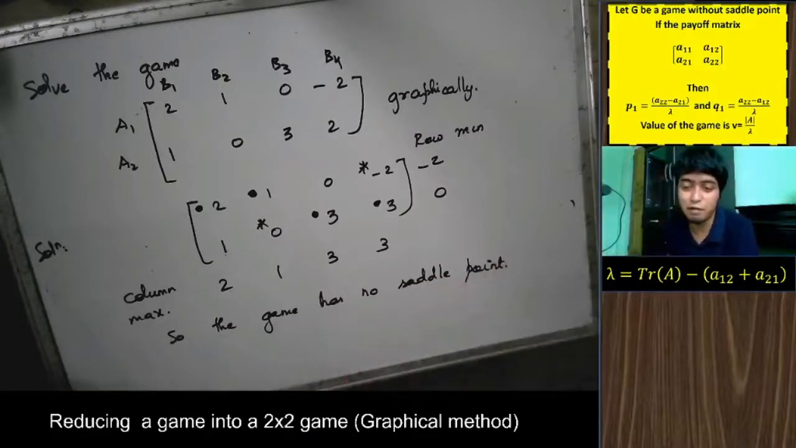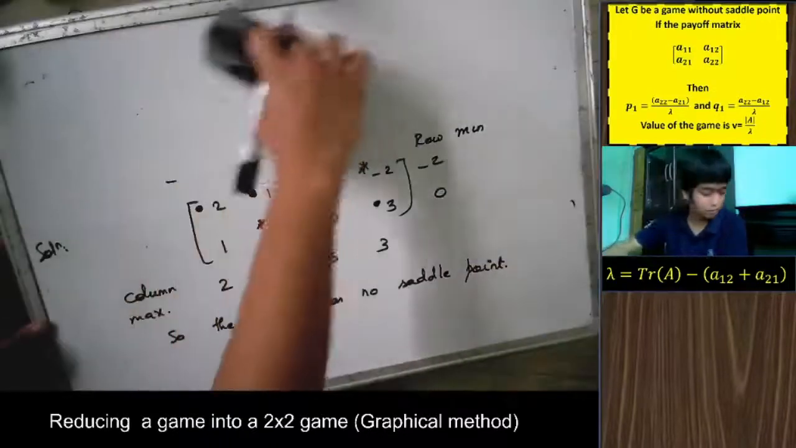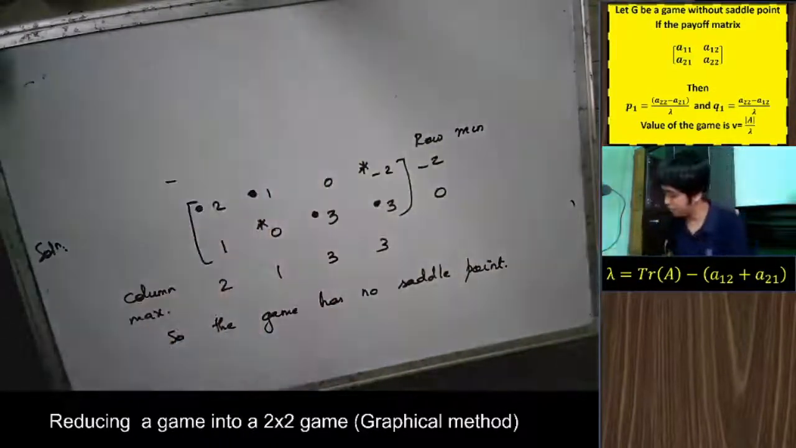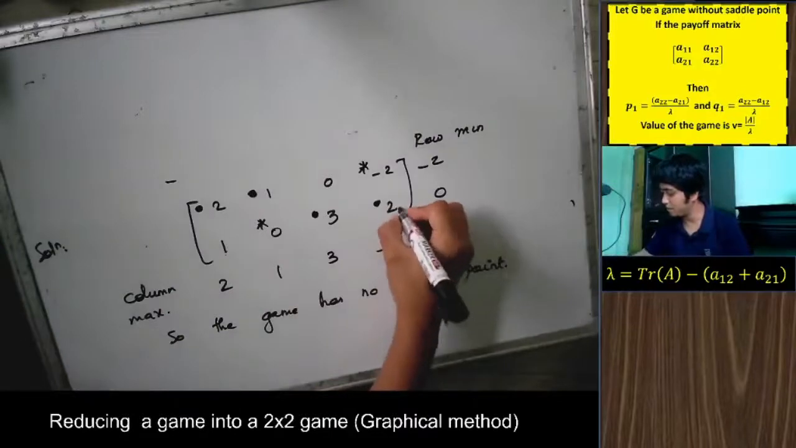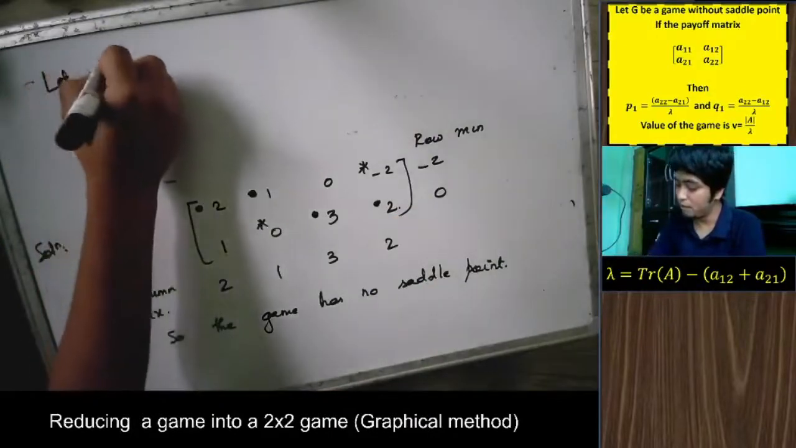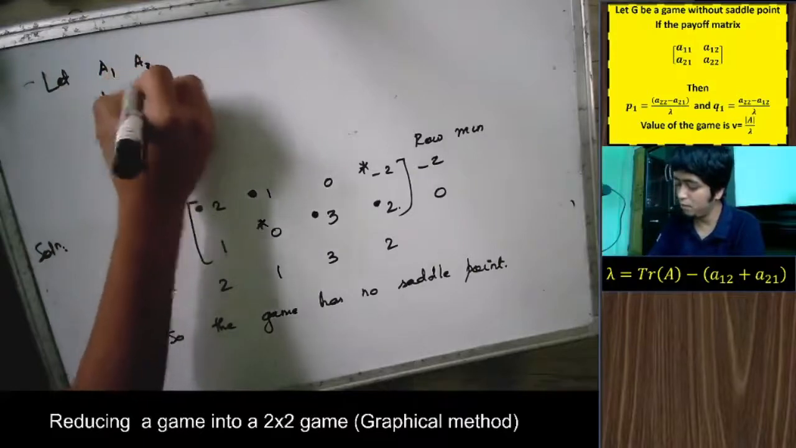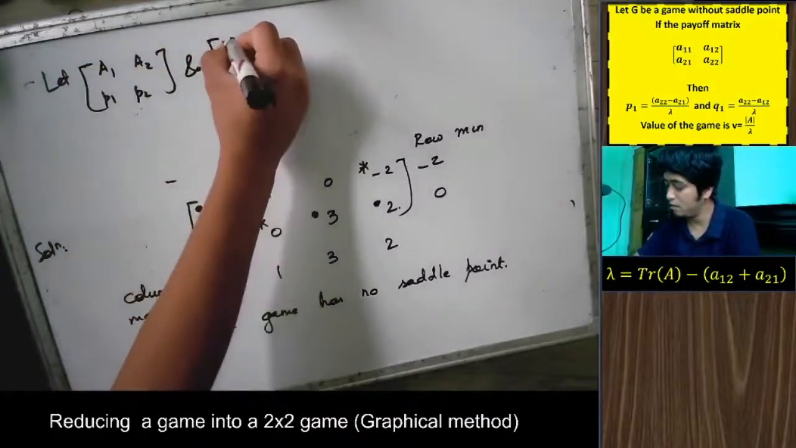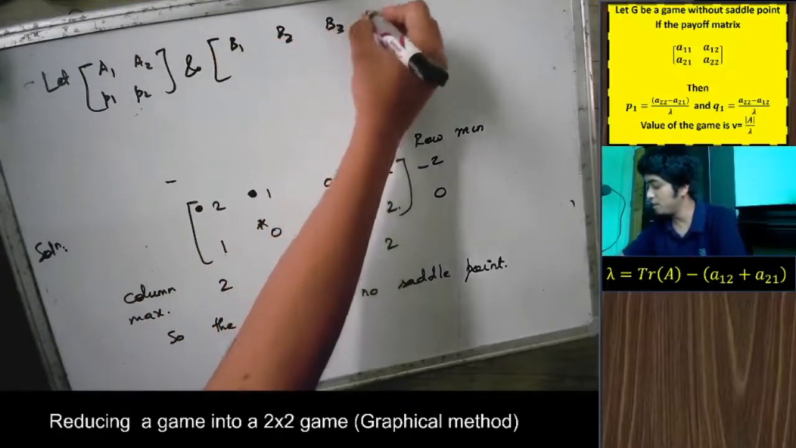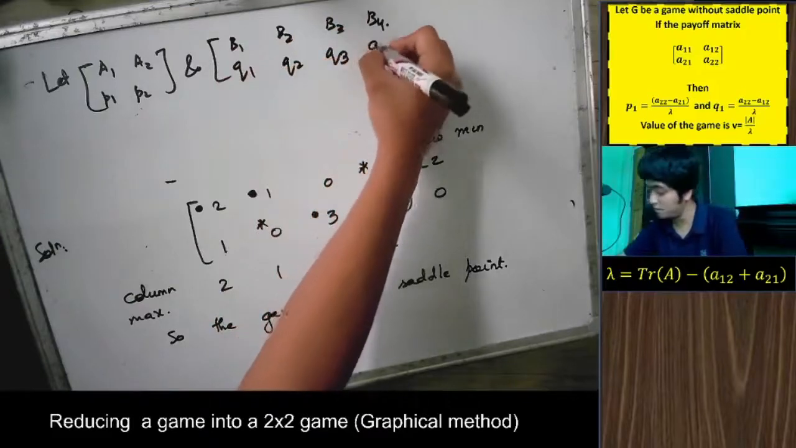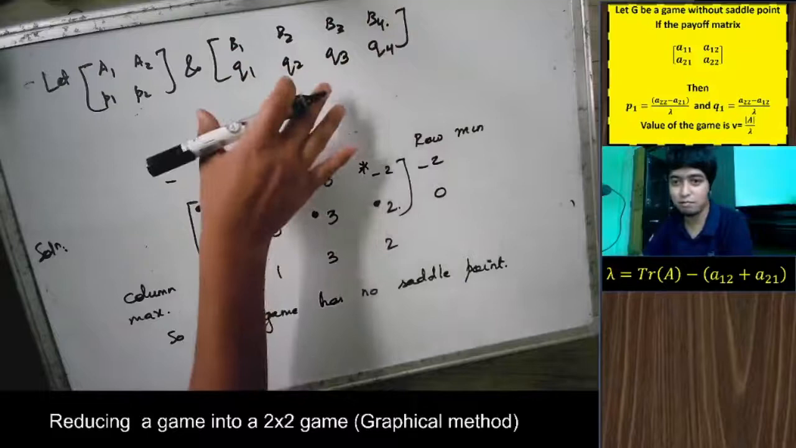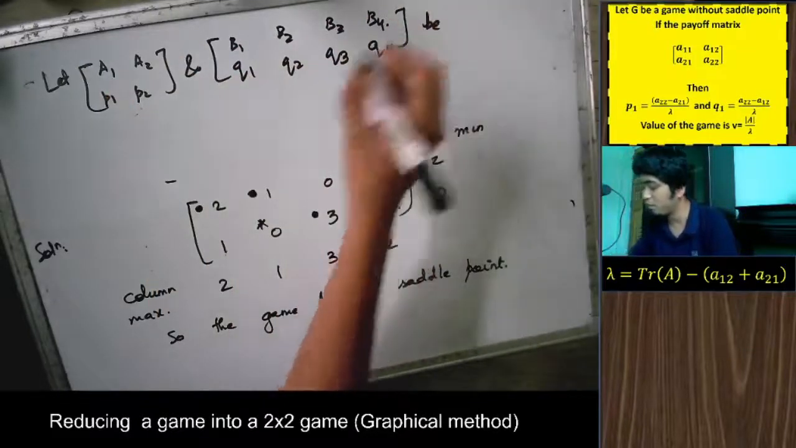If it has no saddle point, we have to use other methods. So this is the method that we will be using, that is graphical method. So let's see, 2, 1, 0, minus 2 and 1, 0, 3, 2. Sorry, I made a mistake. Over here it should be 1, 0, 3, 2. So now what we will do is A1, A2, P1, P2, and B1, B2, B3, B4. As you can see, B has so many strategies. B has 4 strategies. So this is what we will be writing, that these be the optimum strategies for player A.